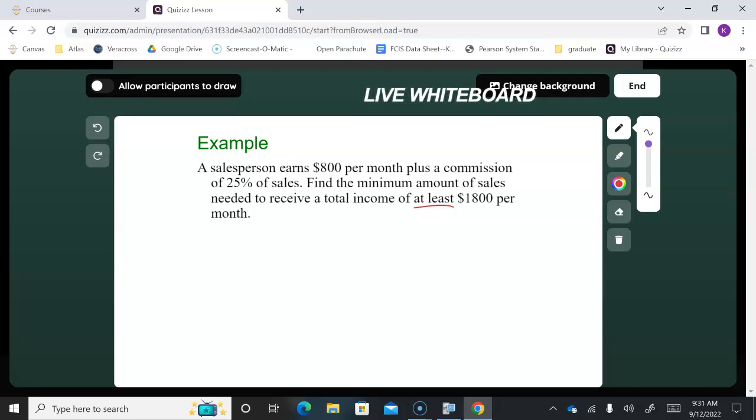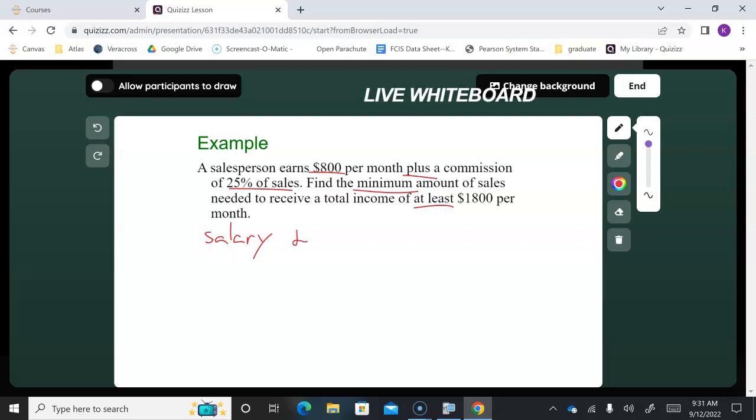So a salesperson earns $800 per month plus a commission of 25% of sales. Find the minimum amount of sales needed to receive a total income of at least $1,800 per month. So when we're looking at income, we have a salary. This person earns $800 per month, no matter what. They just show up to work on time every day, clock out at the end of their day, they earn $800.